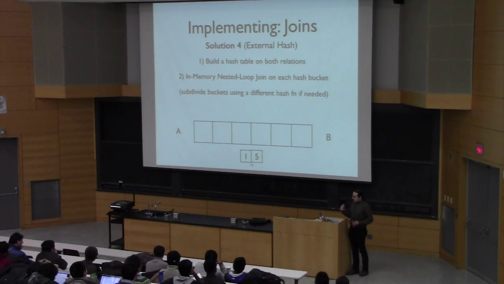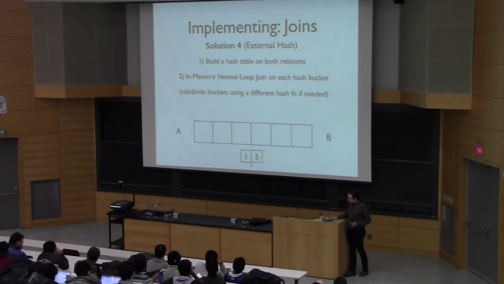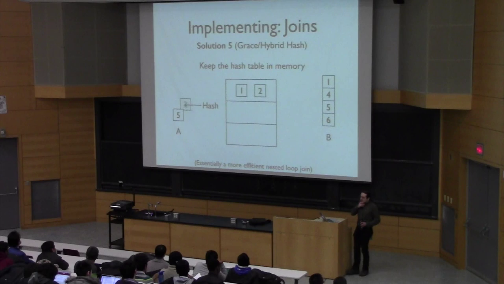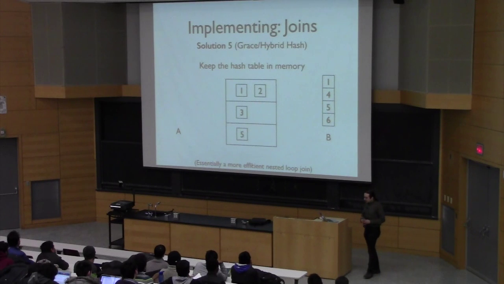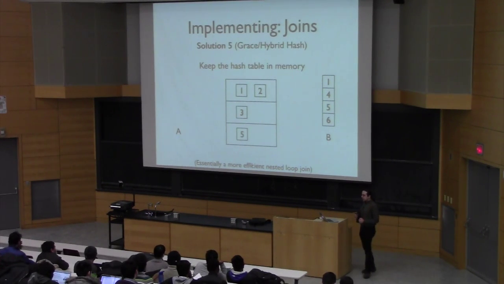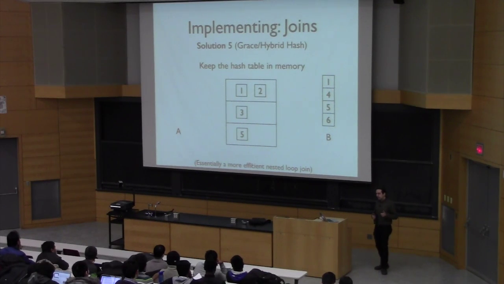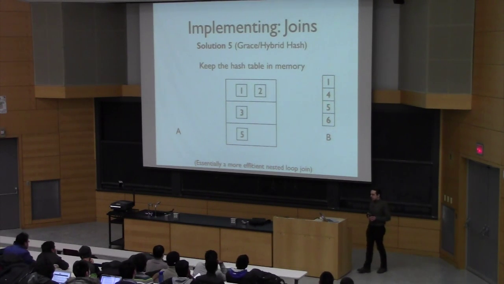All right, so the last thing, there's two more join algorithms we're gonna talk about. And the first of these is something called the grace or hybrid hash join. And this is essentially the same principle as an external hash join, but the difference is that here we keep the hash table in memory, and that buys us a few things. So first off, it means we only need to build half of the hash table. Why do I say that?